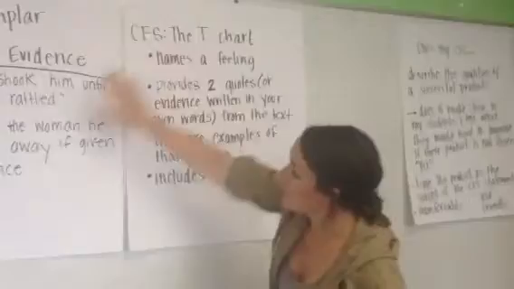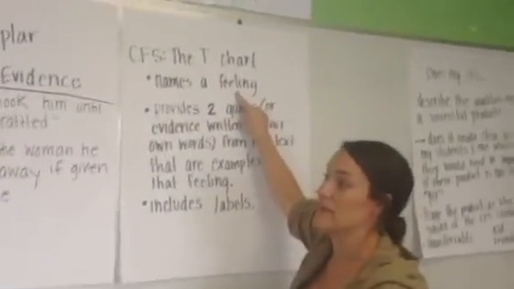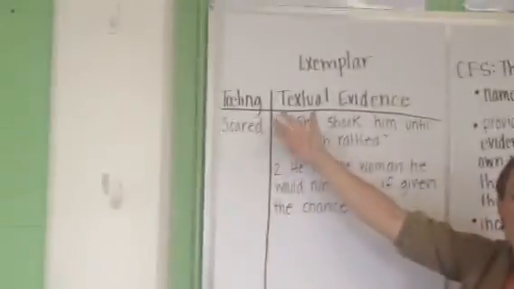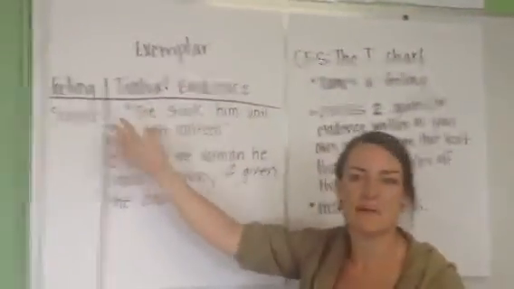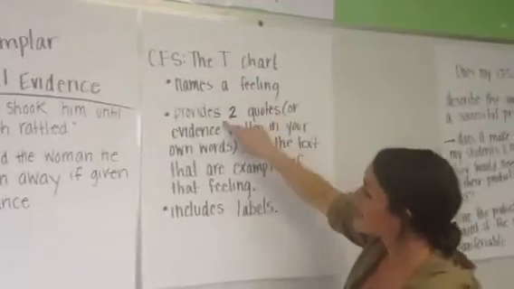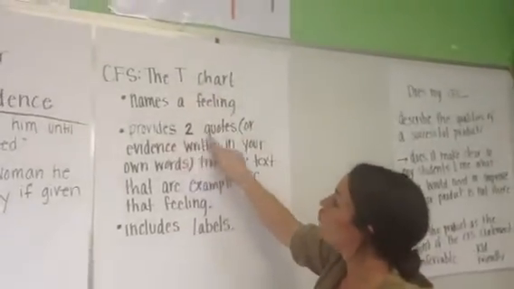So I know that I want a T-chart, and I know the first thing that the T-chart needs to do, it needs to name a feeling. So in this instance, the feeling is scared. If they put scared or a synonym of scared, I would be happy. The next thing, the T-chart needs to provide 2 quotes.